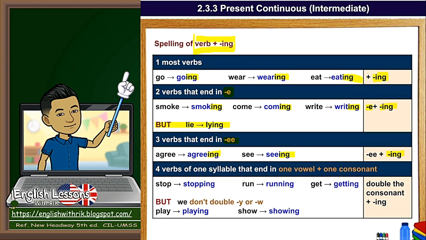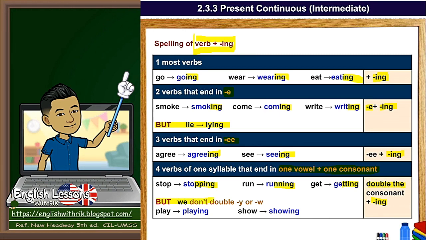For verbs of one syllable that end in one vowel and a consonant, we double the final consonant. For example, stop, stopping, run, running, get, getting.